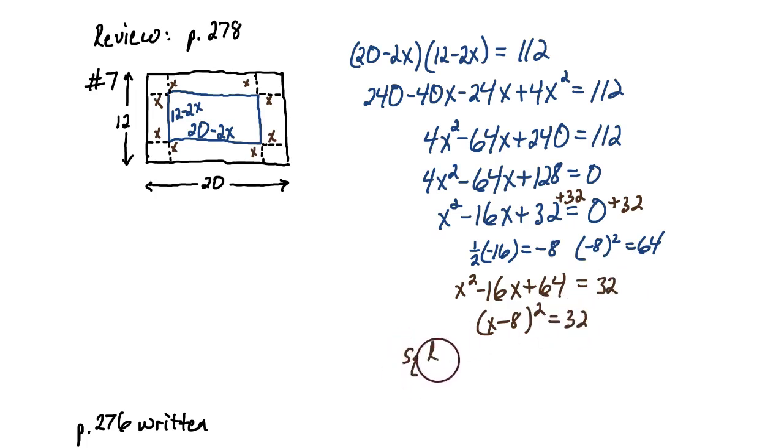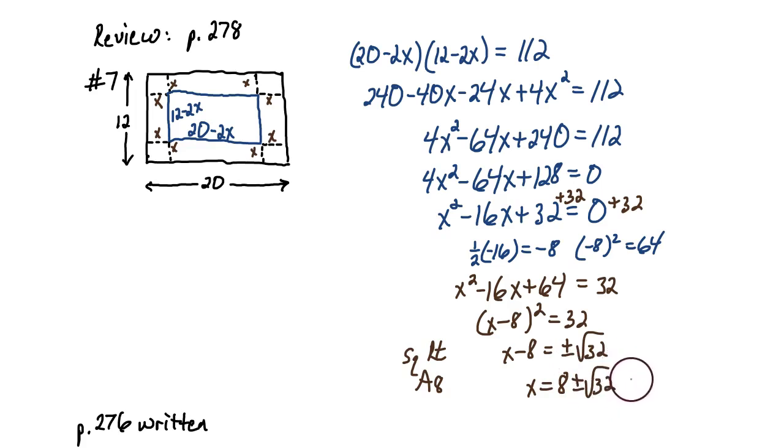Now use the square roots method. We get x minus 8 equals the positive and negative square root of 32. And finally add 8 to both sides. We get x equals 8 plus or minus the square root of 32. This is going to generate both answers.